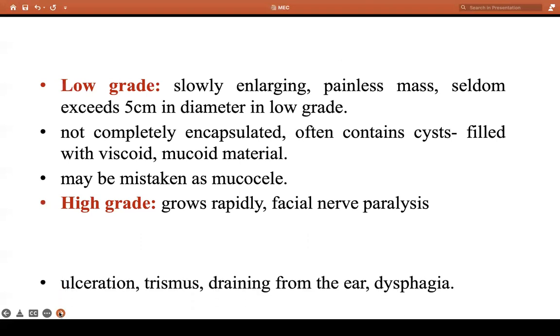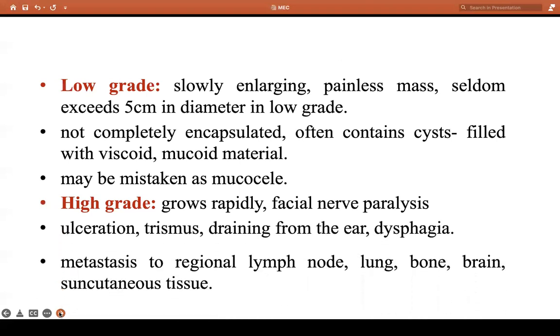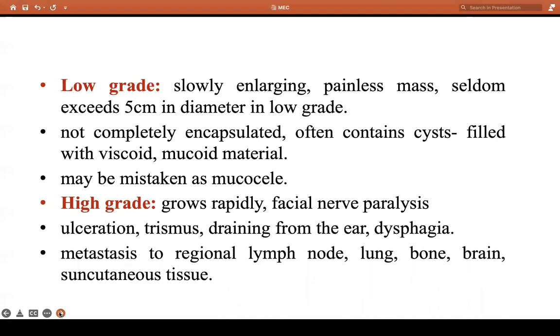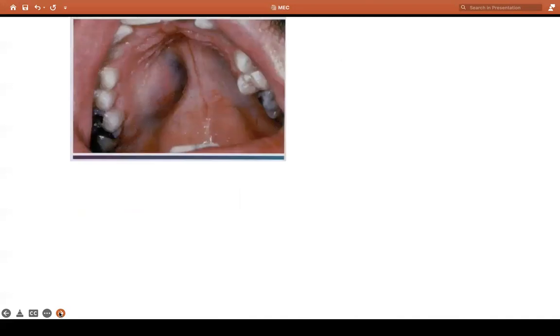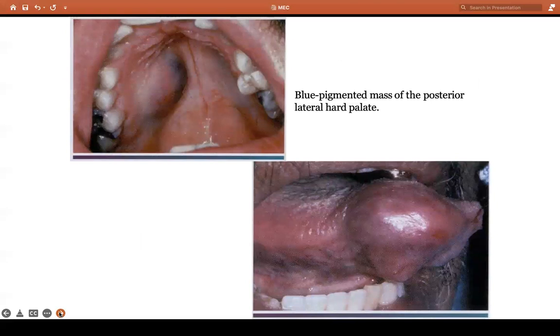High grade, it becomes more solid, with facial paresthesia, more symptoms of ulceration, trismus, draining from the ear, or when it is parotid, dysphagia when it involves the esophagus. And there is metastasis, the regional lymph node is very important. This is the hard palate tumor. This is the tongue tumor.